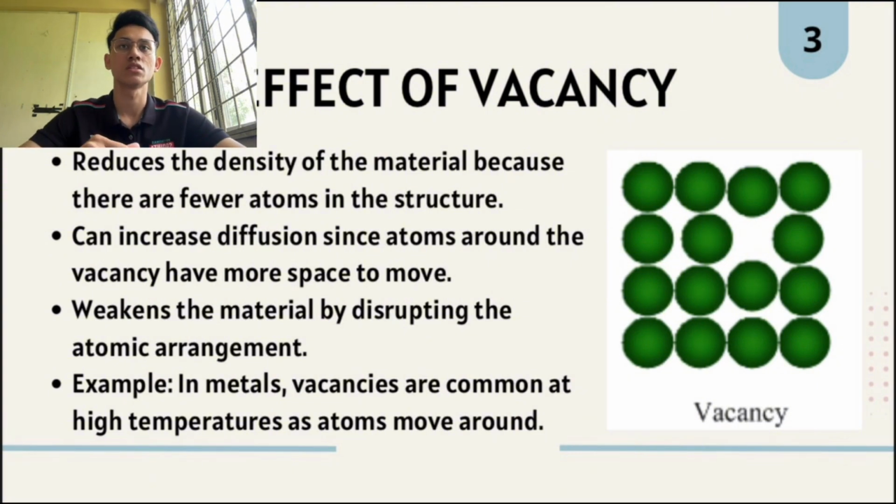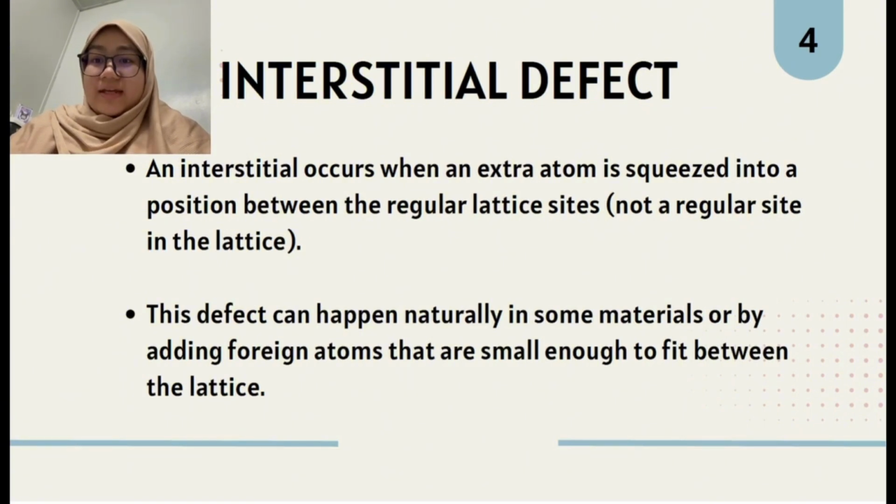First of all, it reduces the density of the material because there are fewer atoms in the structure. It can also increase diffusion since atoms around the vacancy have more space to move around. This leads to weakening of the material by disrupting the atomic arrangement. For example, in metals, vacancies are common at high temperatures as atoms move around. Thank you for that explanation.